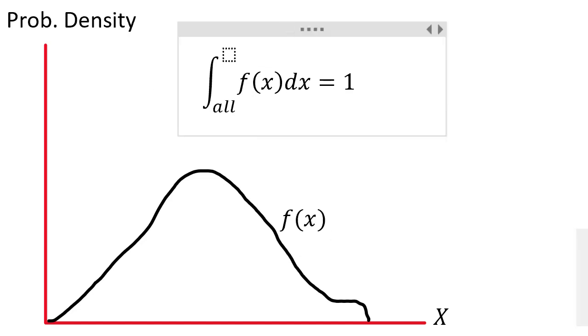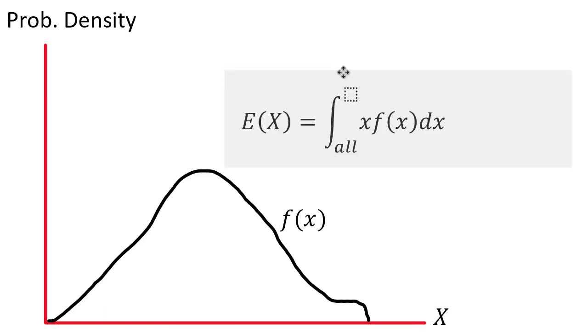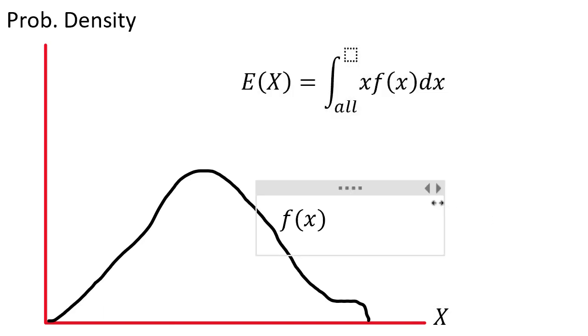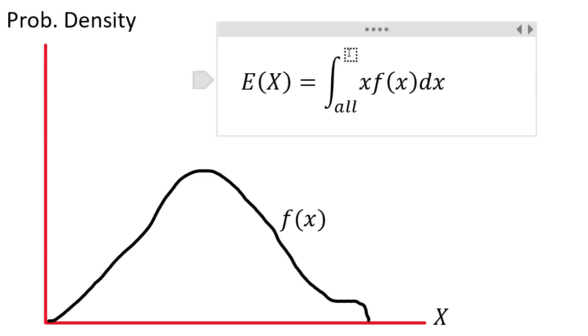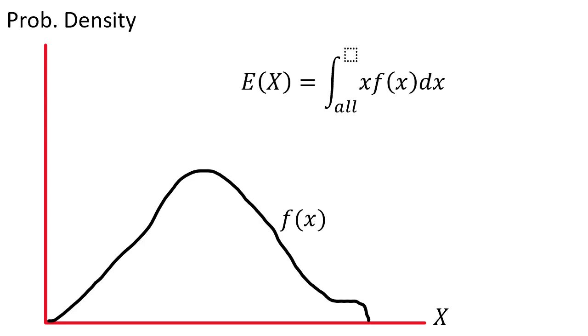So that's dead easy. Then we have the formula for expected value, which is you just take the probability density function, there it is, f of x, and you multiply it by x, and then you integrate across the whole range. Let's have a look at the question.